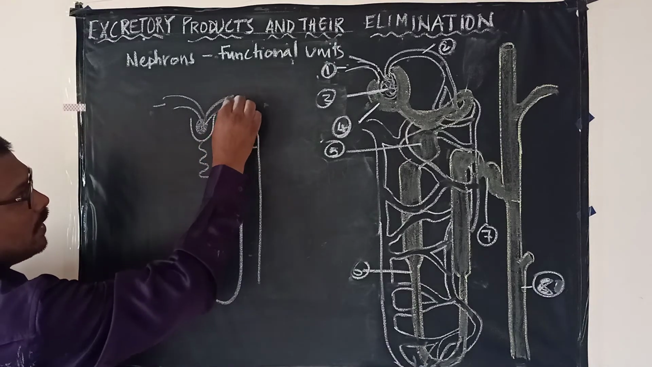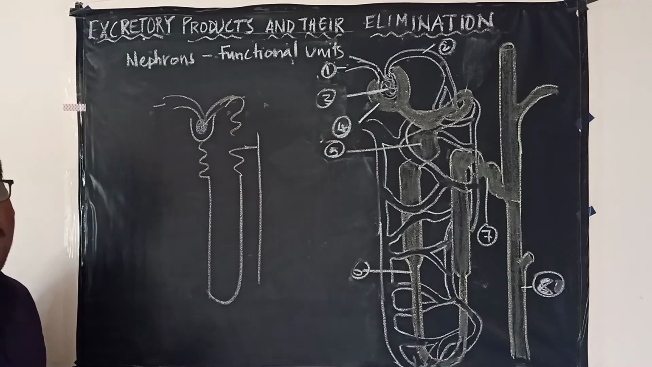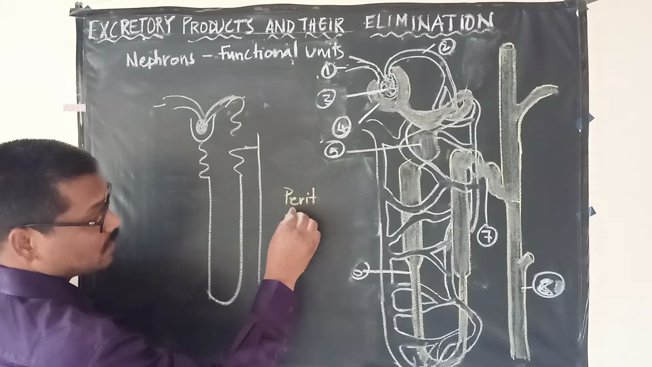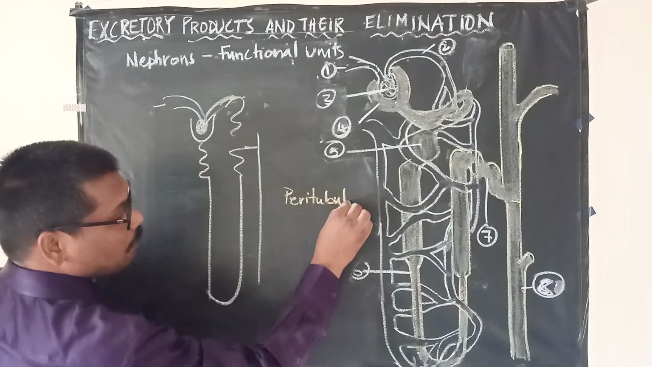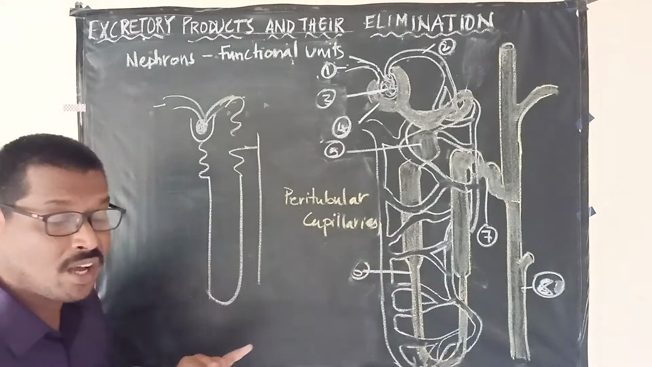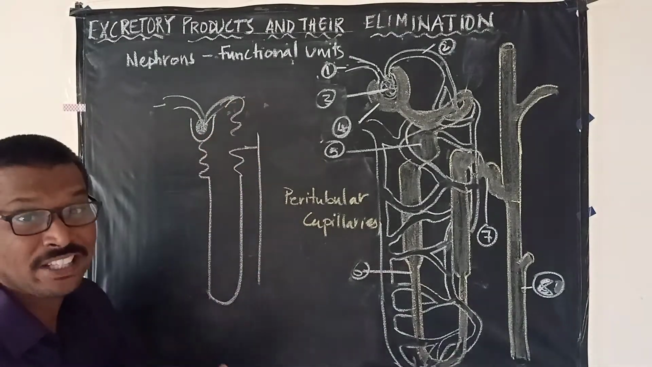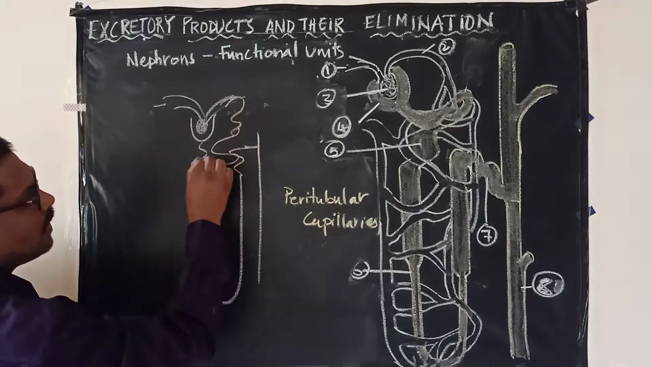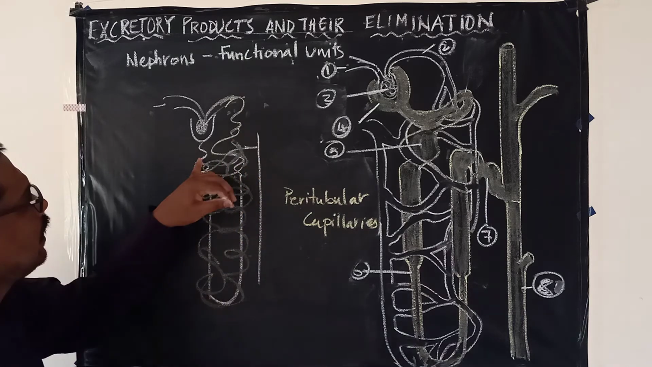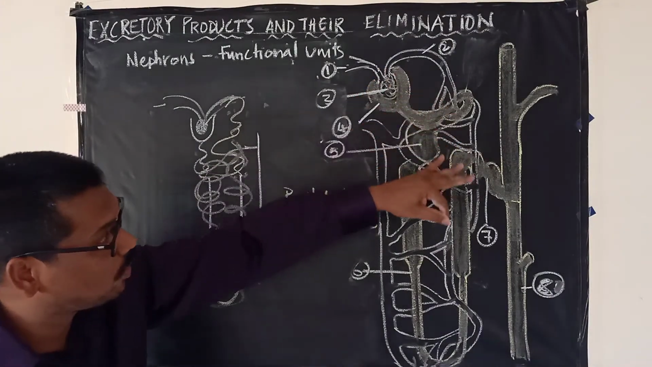Look at this carefully. This efferent artery comes outside and forms a fine network of capillaries called peritubular capillaries. Please remember this word. Peritubular capillaries are formed from the efferent arteriole as a fine network. See here, it is completely branched around the proximal convoluted tubule, Henle's loop, and also the distal convoluted tubule. This is what is happening here.